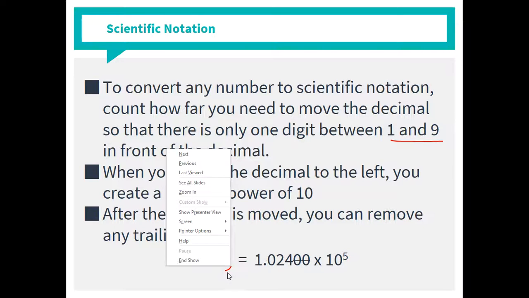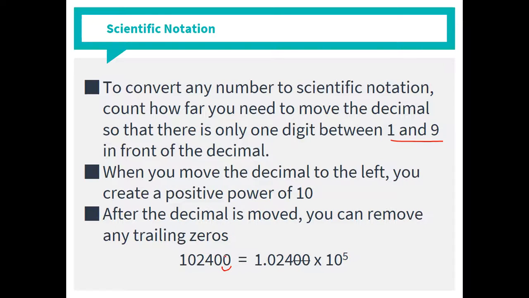So what I'm going to do is move that decimal 1, 2, 3, 4, 5 places. Now I can drop the leading zeros, and I've got 1.024 times 10 to the 5th. To convert that back, I'm just going to multiply it by 10 five times, so 10 with 1, 2, 3, 4, 5 zeros. If you think about it, that's what we had here. This is 100,000 times 1.024, which will get us our starting number.